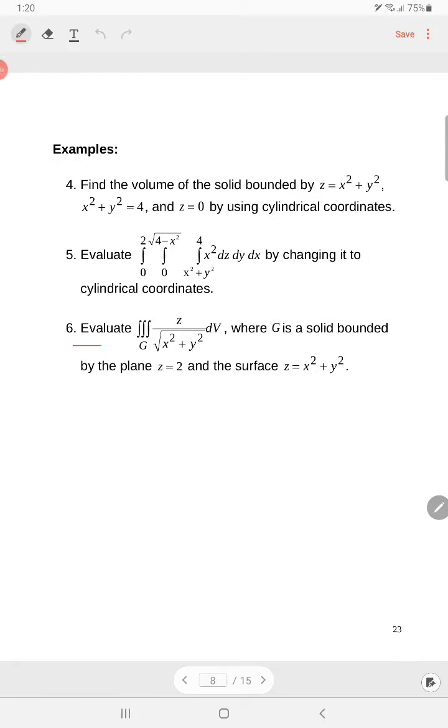Okay, let's continue with example 6, where we have an integrand z over the square root of x squared plus y squared, integrated over solid G, and solid G here is bounded by the plane z equals 2. This is a horizontal plane parallel to the xy plane, but shifted 2 units up. And here we have the surface z equals x squared plus y squared. If you recall from example 4 and example 5, this is a paraboloid that opens upwards.